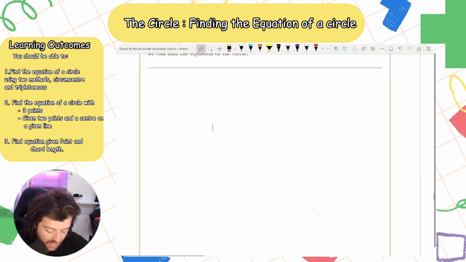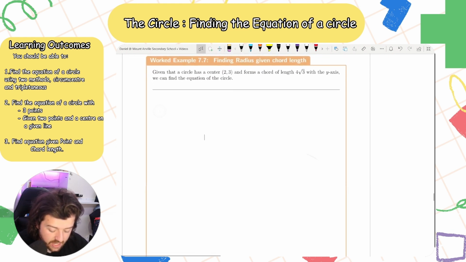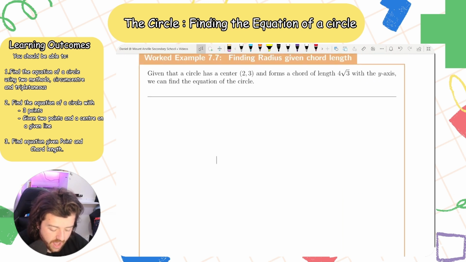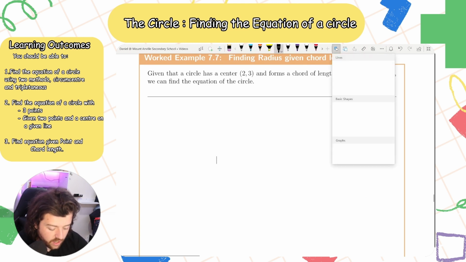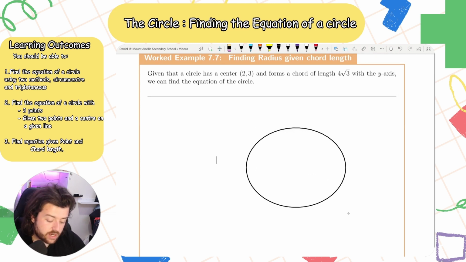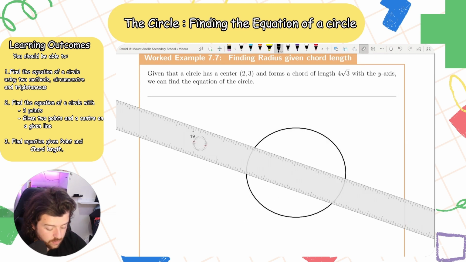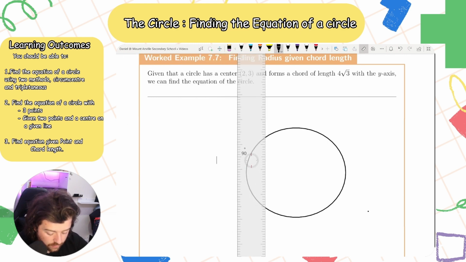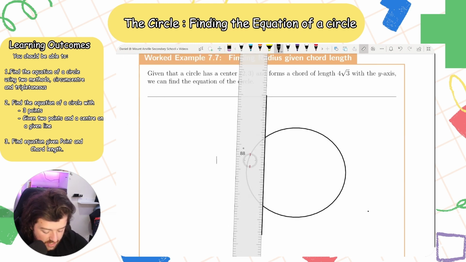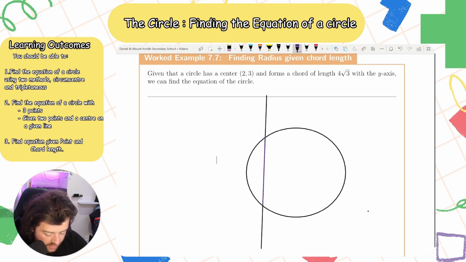Then finally, the last one here is, given that a circle has a center 2, 3 and forms a chord of length 4 root 3 with the y-axis, find the equation of the circle. So this one's actually very straightforward. Sometimes we're actually given a chord length. So this one makes a length of 4 root 3 with the y-axis. So there's the y-axis, and then the chord is here. And we're saying this is 4 root 3. And here's my center point, 2, 3.